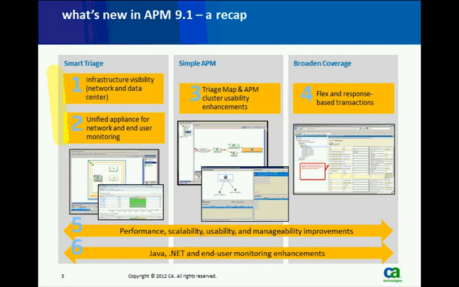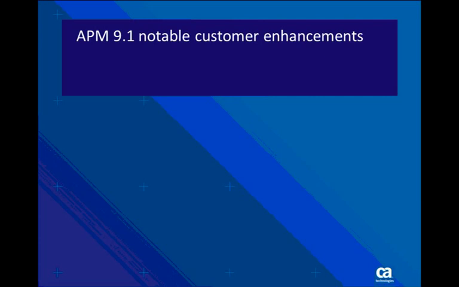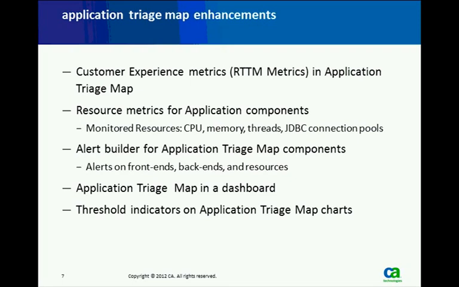Now that wasn't the only thing that we built out. There are a number of other things like some improvements on the triage map, some management improvements on the Enterprise Manager, and some improvements around the agent, and I'm going to drill down in a little more detail in this next section when we talk about the notable customer enhancements. So the first thing that I want to drill down into is the application triage map.